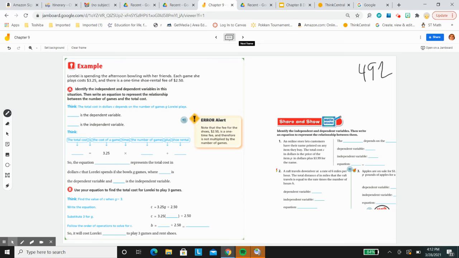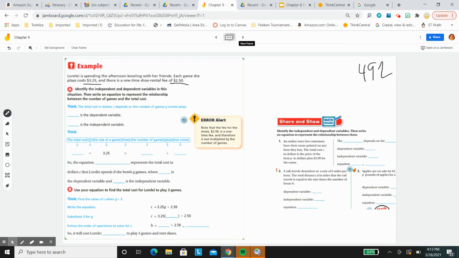Picture in your head. I've told you before to picture story problems in your head. Put yourself in for Lorelai. Think about going down to the bowling alley and going bowling with your friends. Every game you play is $3.25, and then you have to rent shoes. Make sense? Well, $3.25 and this shoe rental, that is a constant.